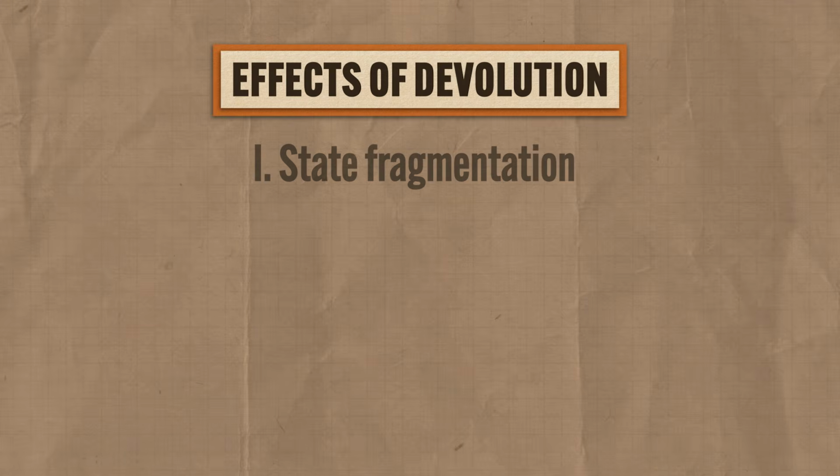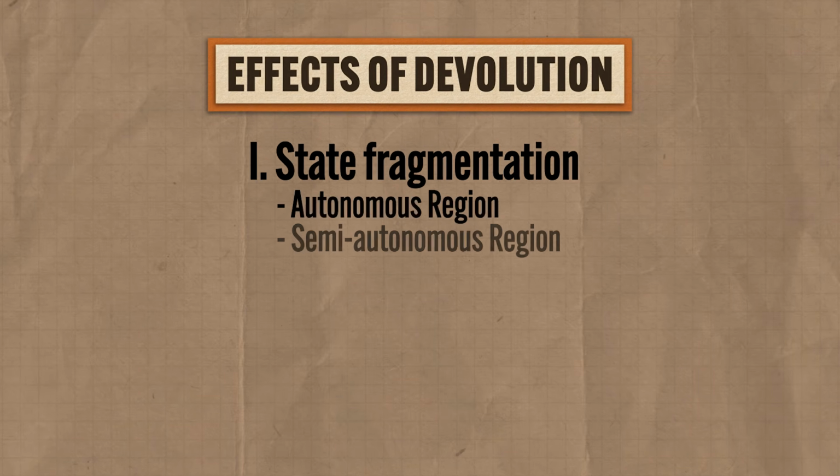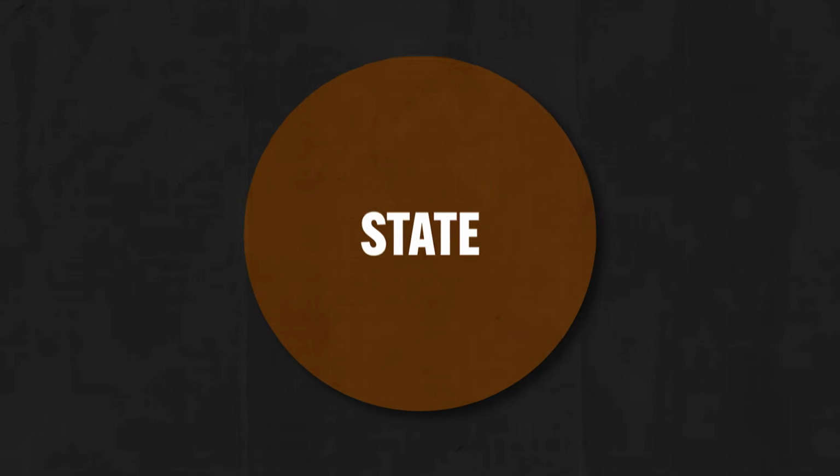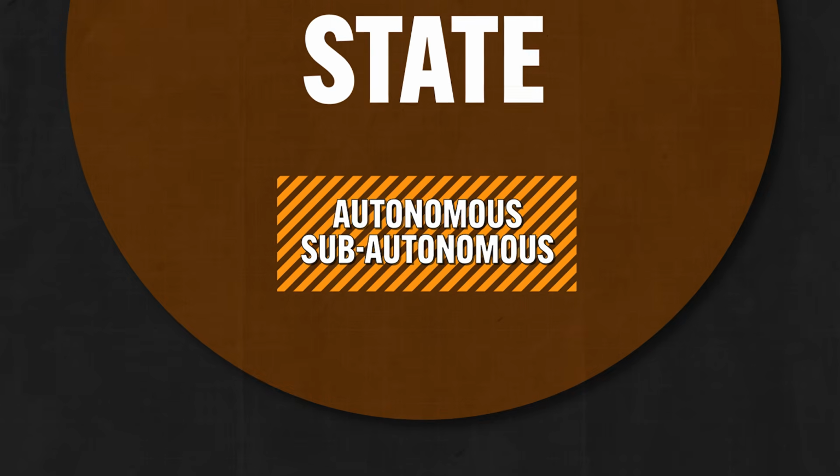Okay, the first potential outcome of devolutionary forces is a state's fragmentation into autonomous or semi-autonomous regions. So remember that when an autonomous or semi-autonomous region is created in a state, it has its own center of power that can operate to various degrees of independence from that central power. And even though they have a great amount of autonomy, they are still subject to Big Daddy government.